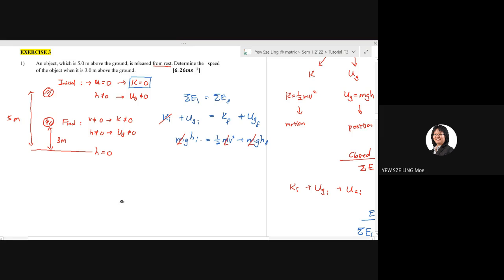So what am I going to do next? I'm going to substitute. g equals to 9.81. Initial h is 5 meters, equals to 1 over 2 v squared plus 9.81 times h final, which is 3. Rearrange the equation, you will obtain v equals to 6.26 meters per second. Okay, so this is our final answer. The answer for question 1.